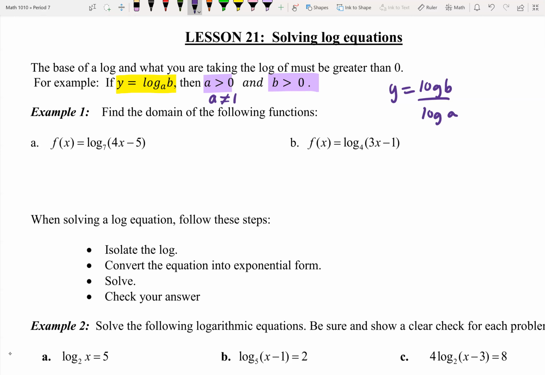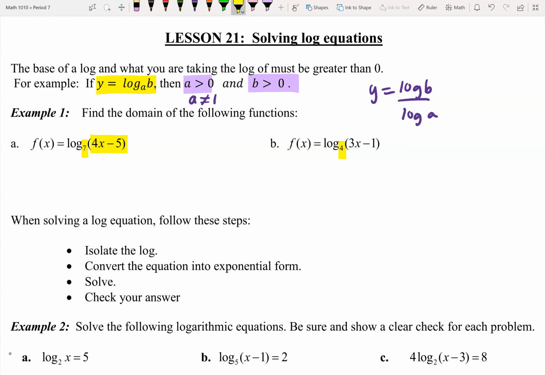Look at question 1A. They want to know the domain. So what they want you to do is look at the 7, and look at the 4x minus 5, and figure out the restrictions, right? Well, 7, the base, you guys, I don't think the base is ever going to be a problem. Do you see on B how the base is a 4? I think you're going to get a number there. So I think they're going to be totally valid. It's what you're taking the log of that's going to be the part that you have to watch.